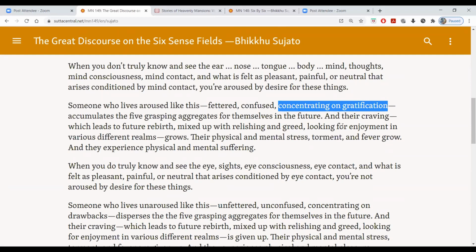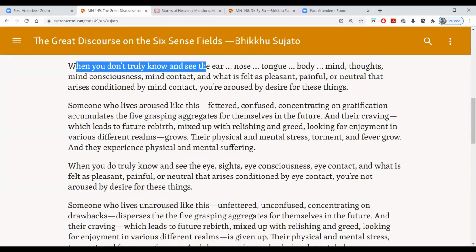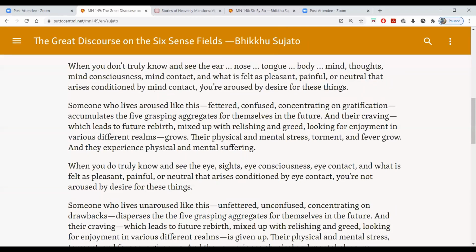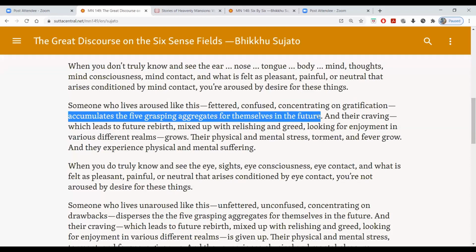If we don't understand the true nature, you see here, when you don't truly know and see the ear, nose, tongue, and feelings, you are aroused by desire for these things, and you live concentrating on gratification, assādānupassī viharati. And the result is that one accumulates the five grasping aggregates for oneself in the future. This is how our future rebirth is arranged while we are eating something.